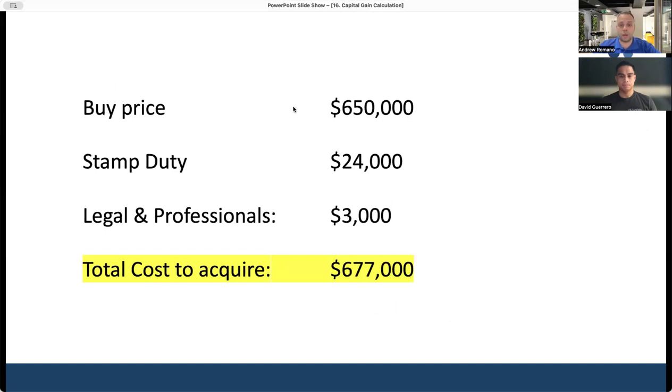So firstly, the buy price. This is the purchase price the purchaser paid, plus the stamp duty, plus the legal and professional fees, like building and pest. So this gives you the total cost of $677,000. So that is your total cost base. So that's how much it actually costs for you to acquire the property.